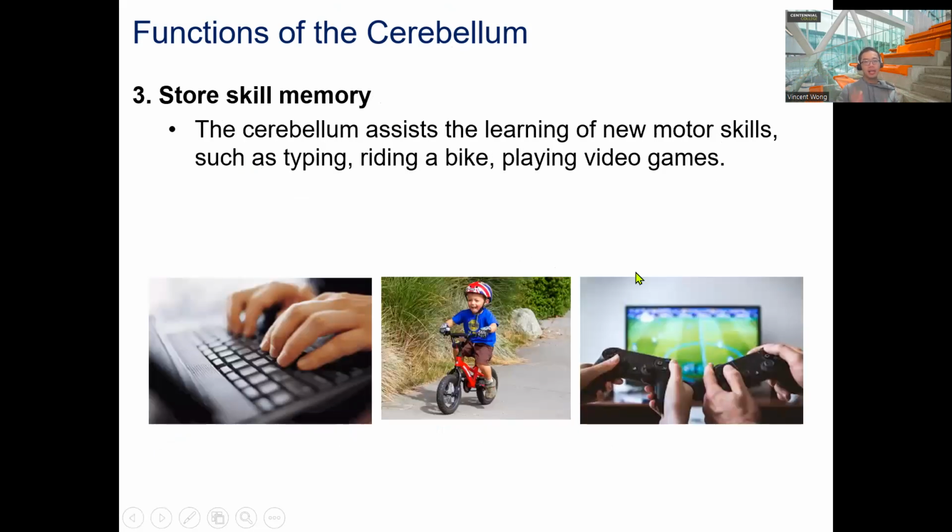Last but not least, it's the location where you store skill memories. Skill memories are different from what we call declarative memory. We'll learn that later. Declarative memory is like memorizing the stuff in this course. That stuff, if you don't rehearse, you're going to forget. But skill memory, once you've learned it, you will basically have it for life.